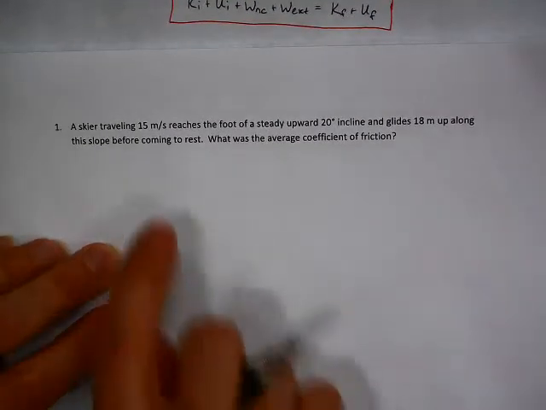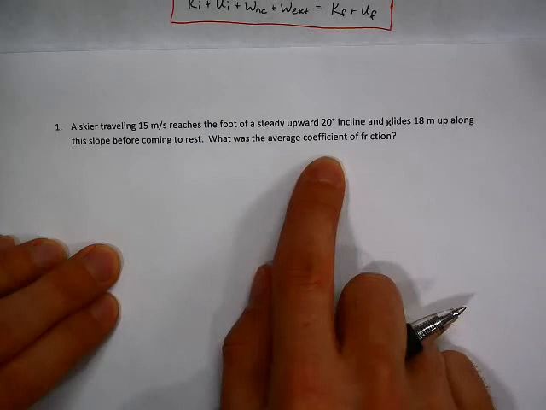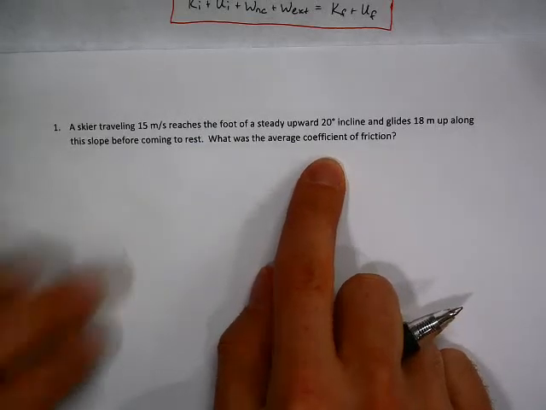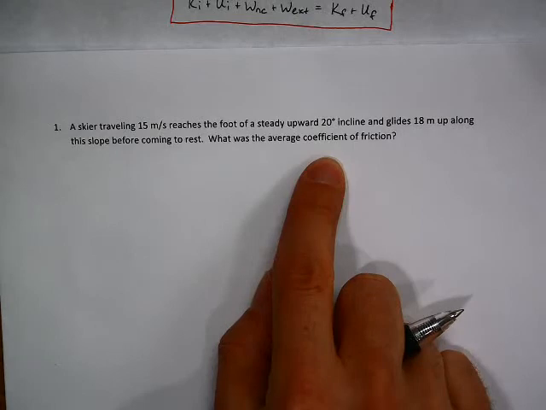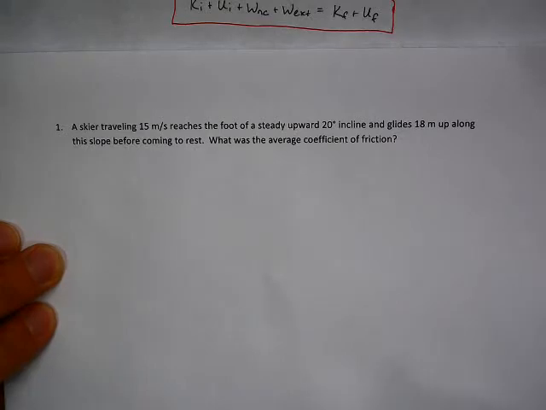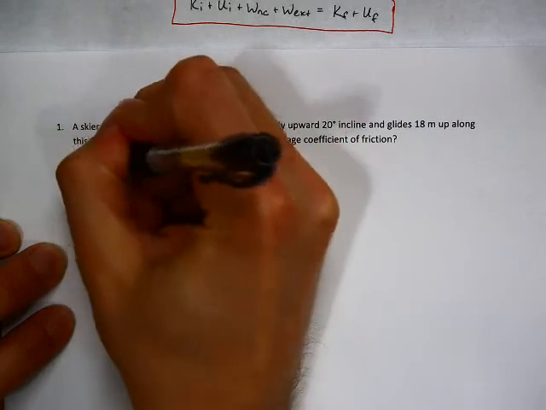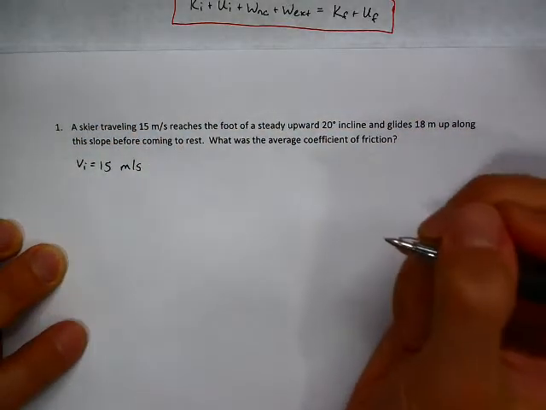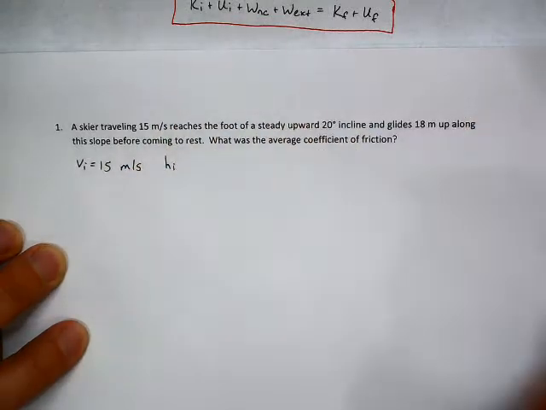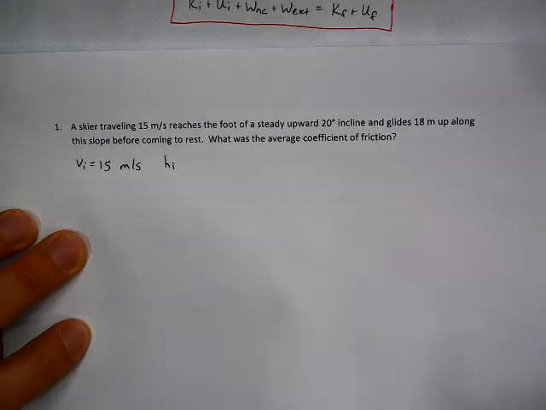We have a skier traveling 15 meters per second, reaches the foot of a steady upward 20-degree incline and glides 18 meters up along this slope before coming to rest. What was the average coefficient of friction? When you get a problem like this, it helps to write out all the numbers provided in the problem and assign them to variables. So I'm going to start by saying my initial velocity is 15 meters per second. My initial height is going to be the foot of the hill, 0.